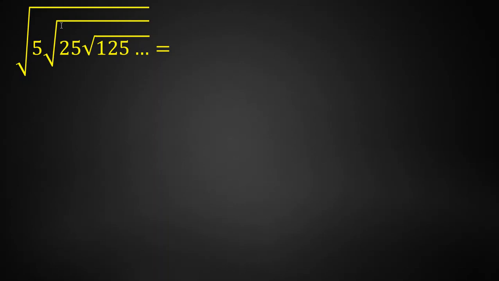Square root of 5 times square root of 25 times square root of 125 and so on is what? So for solving this problem, I say it is equal to square root of 5 times square root of 25 times square root of 125 and so on.